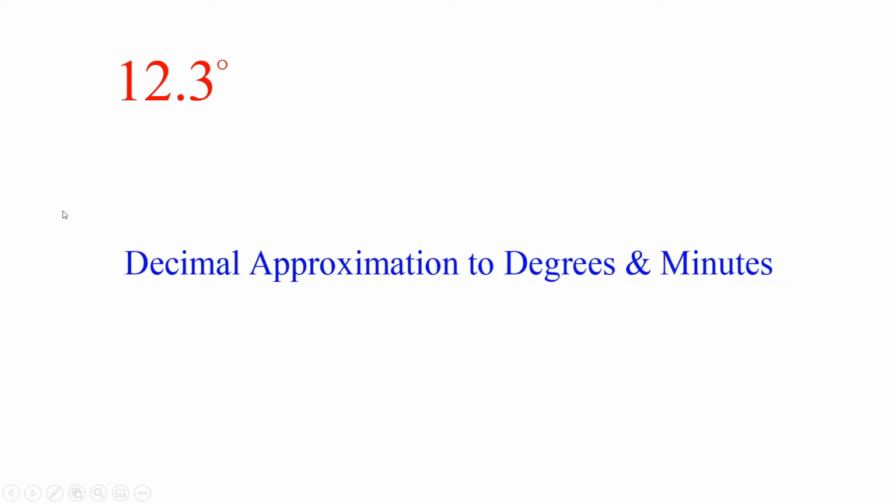So 12.3 degrees. One of your jobs will be to convert angle approximations to degrees, minutes, and seconds. So we're going to start with the decimal approximation to degrees and minutes. We want to take this angle that is 12.3 degrees and write it in degrees and minutes. It's just arithmetic. All right? 0.3 degrees. Well, let's think about that. 0.3 degrees, wouldn't that be 3/10 of 1 degree?